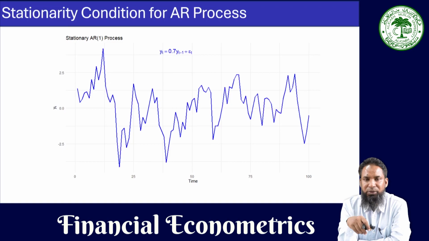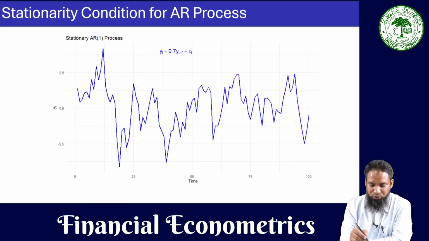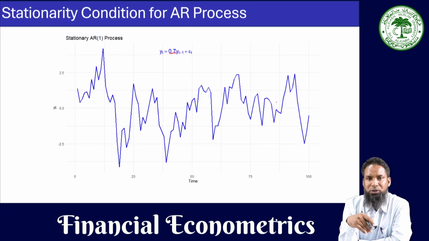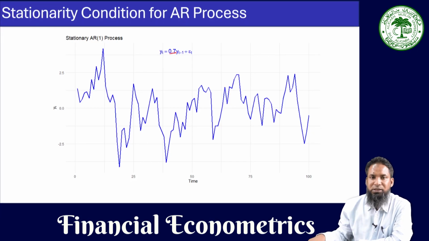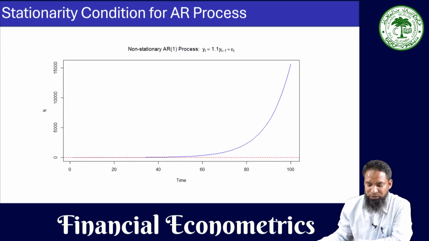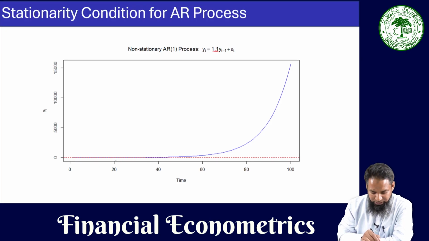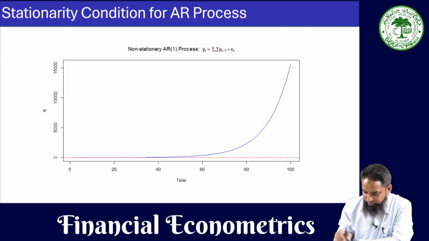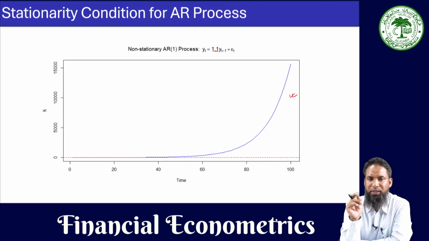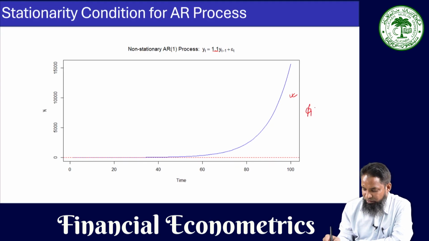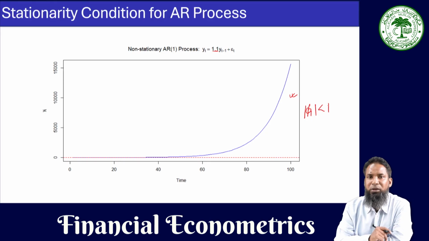For example, we can observe this phenomenon in this graph. Here we have assumed phi 1 is 0.7. Then the series itself shows that it is stationary. Now if the value of phi 1 is more than 1, say 1.1, then it shows explosive behavior. As time passes, the series explodes, and clearly the series is non-stationary. So we can conclude that for the AR1 process, the absolute value of phi 1 must be less than 1 to be stationary.